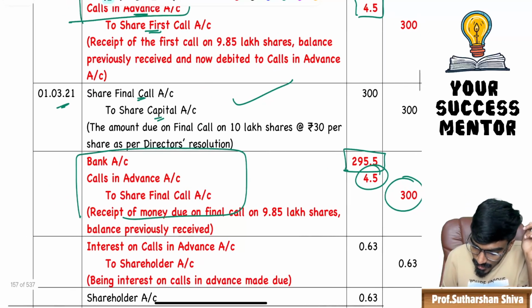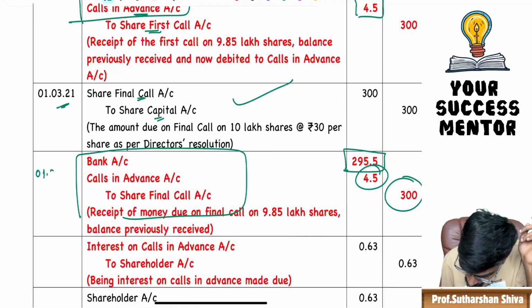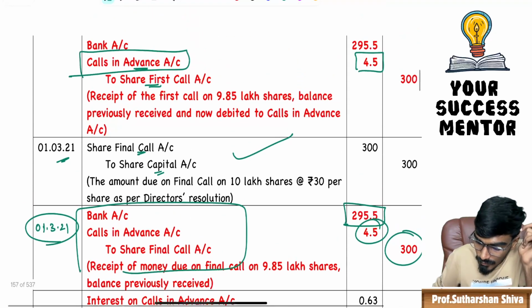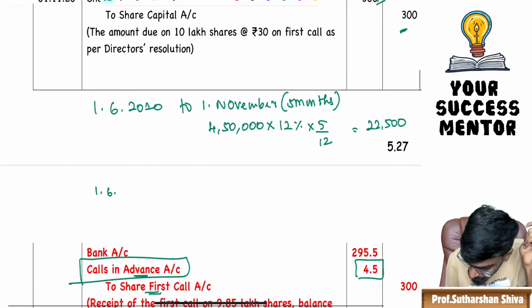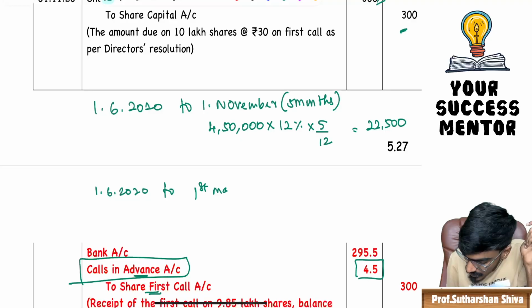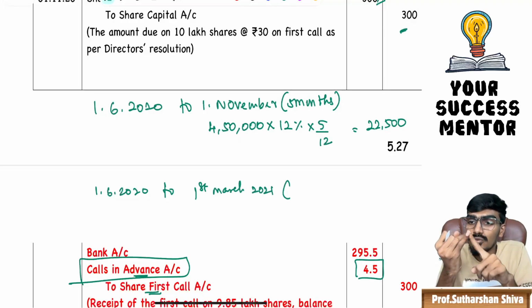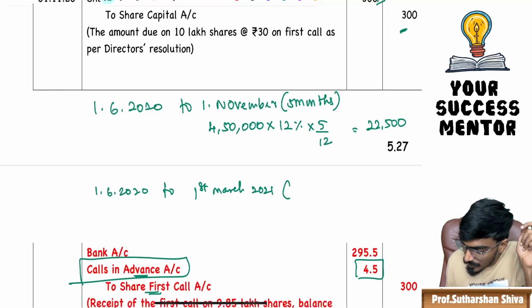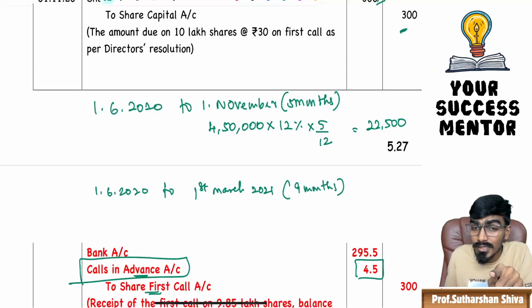Now you guys think and tell me, this transaction is happening on 1/3/2021, correct? Yes, sir. From 1/6/2020 to 1st March 2021, how many months am I utilizing the cash? June, July, August, September, October, November, December, January, February, March. Only till February, so it is 9 months.